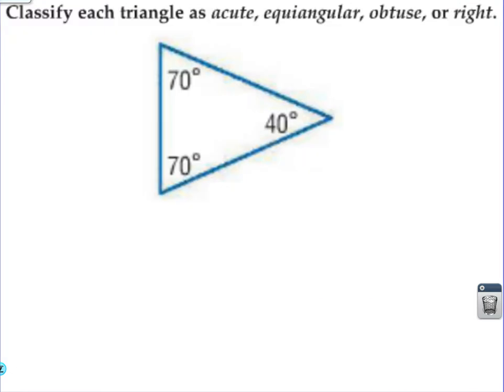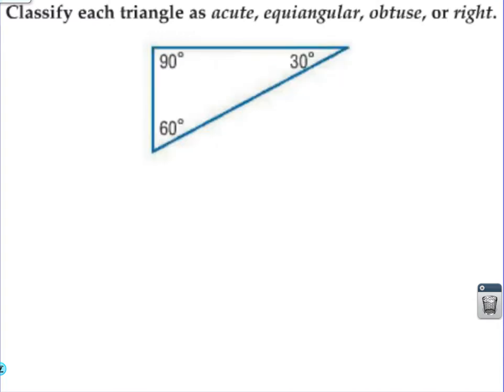Classify each triangle as either acute, equiangular, obtuse, or right. Megan, what kind of triangle would this be? Good job. That's an acute triangle because it has 3 acute angles. What kind of triangle would this be, Erica? A right triangle because it has 1 right angle.